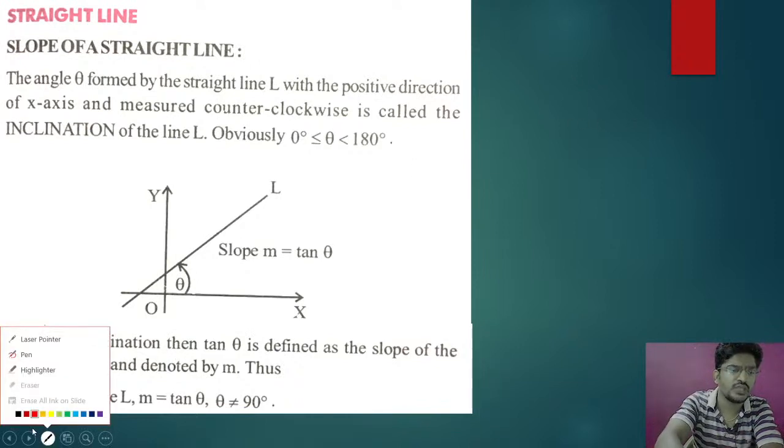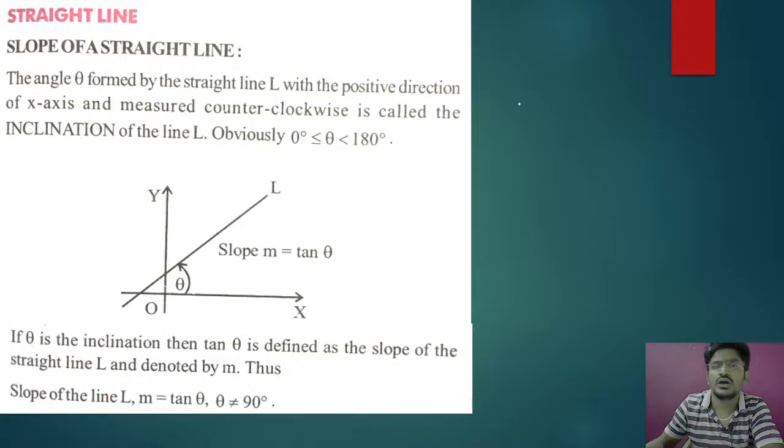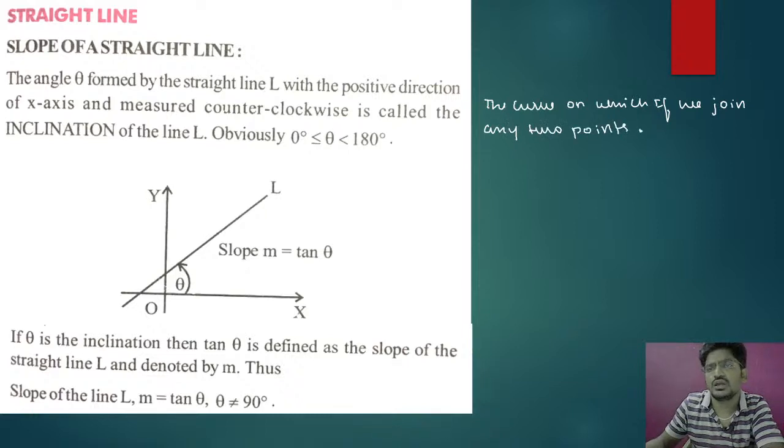The curve on which, if we join any two points, the line lies completely on the curve, is called straight line.